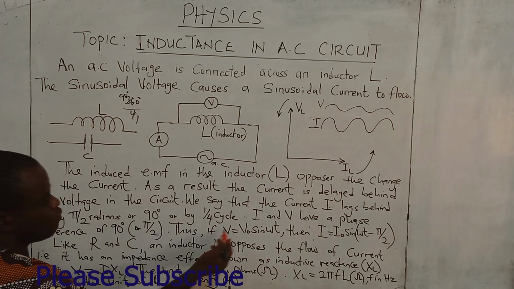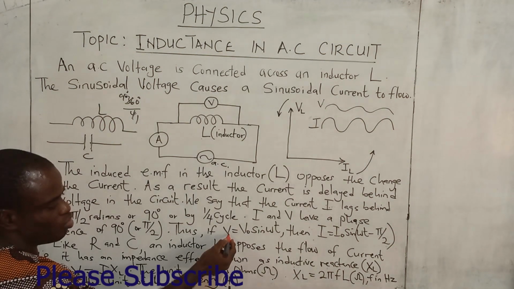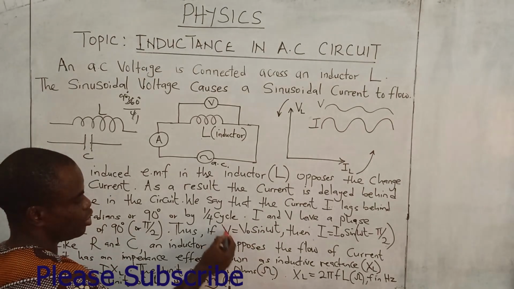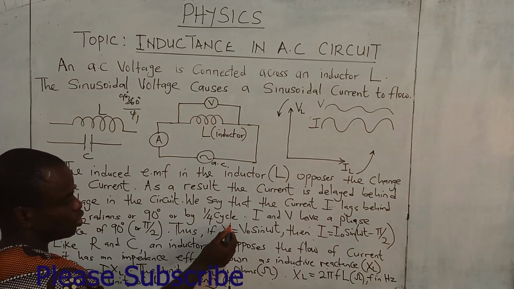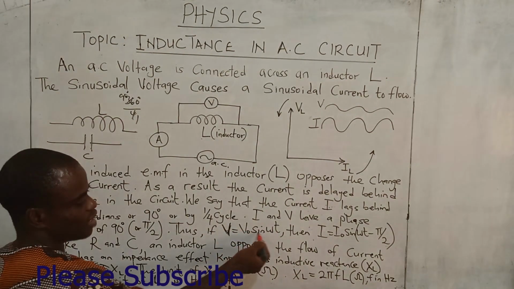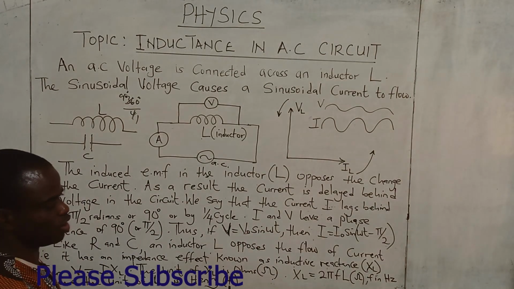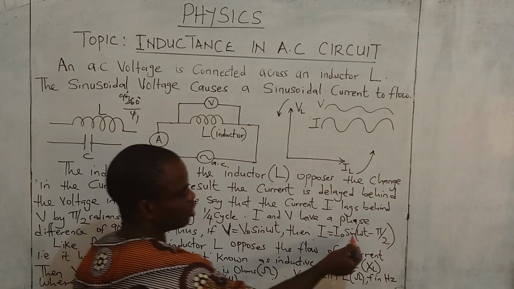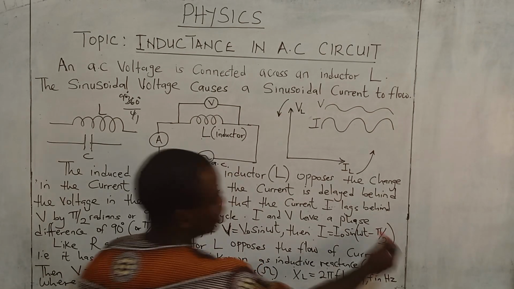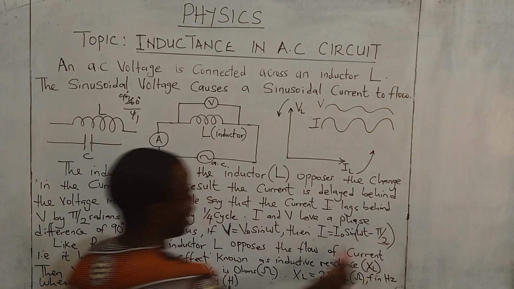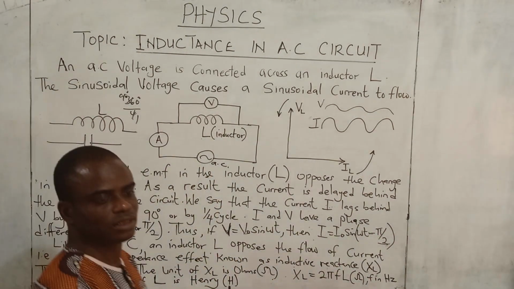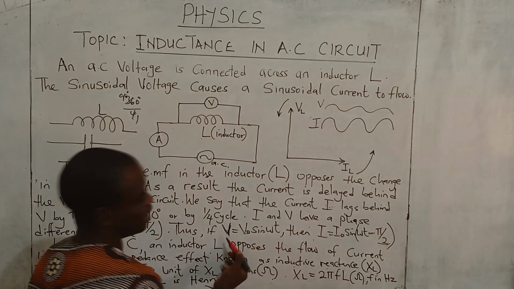Thus, if V, that's V root mean square, equals V naught sine omega t. Take note, V is the one that comes first, the subject of the formula. V naught, the one that's with sine omega t, is called the peak voltage. Then I equals I naught sine of omega t minus pi over 2. This pi over 2 is what is telling us that current lags behind the voltage. Because of the negative sign, it lags. But under capacitance, current leads voltage by 90 degrees.